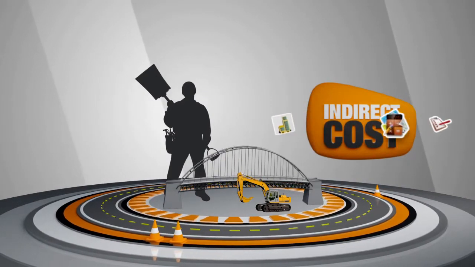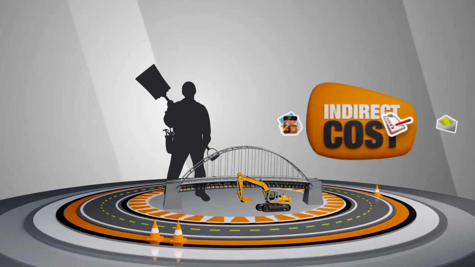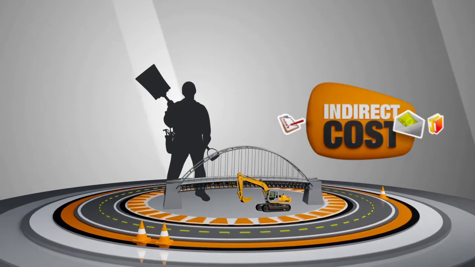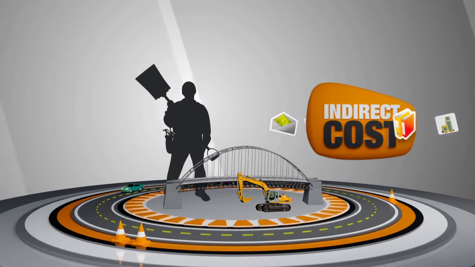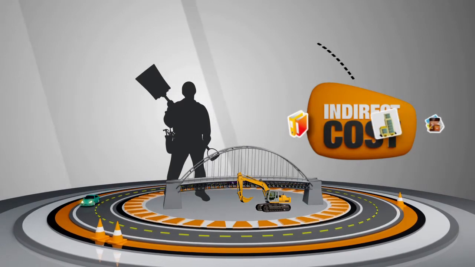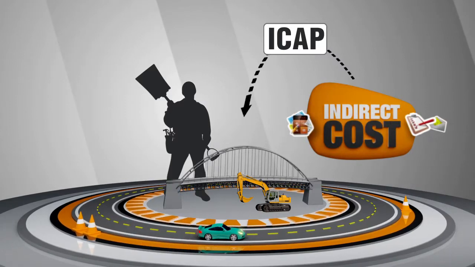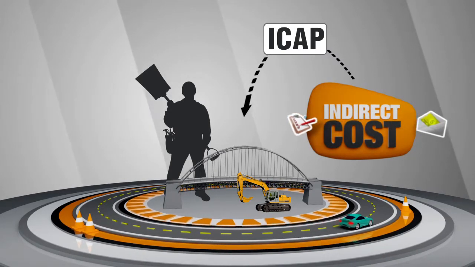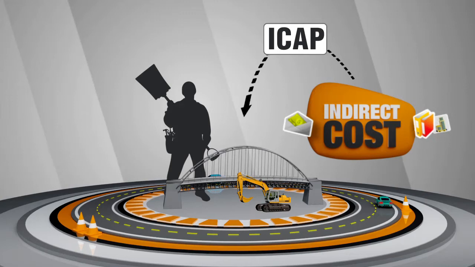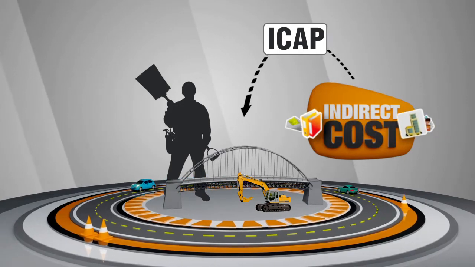However, to include indirect costs for reimbursement on federally funded projects, you must develop an approved Indirect Cost Allocation Plan, or ICAP. Your ICAP will need to spell out all of the methods the LPA will use to consistently allocate indirect costs to all projects.